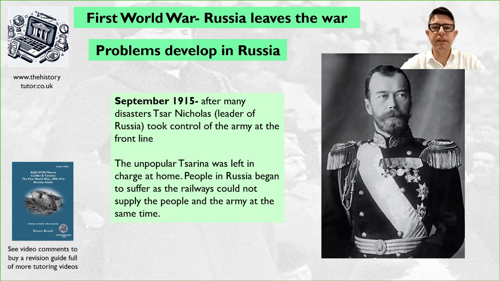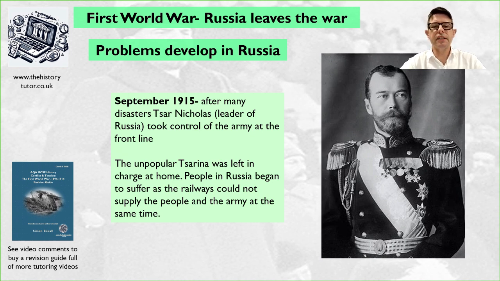So from September 1915, after many disasters on the war front, maybe thinking about the Battle of Tannenberg and the Battle of Masurian Lakes, Russia is being pushed back and the people are very unhappy. Due to this, the Tsar takes power of the army. He moves towards the front line to take charge. The unpopular Tsarina, who's German essentially, was left in charge at home.